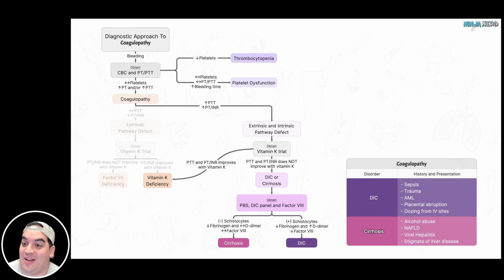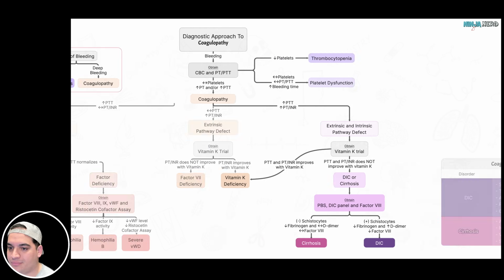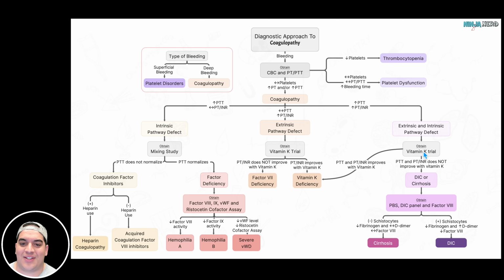And do they have a history that would suggest that disease? Alcohol abuse, non-alcoholic fatty liver disease, hepatitis. Those would really lean more towards the cirrhotic picture. All right, this really gives us a strong idea of how to work up and think about coagulopathy in a true clinical manner. How do we treat it though?